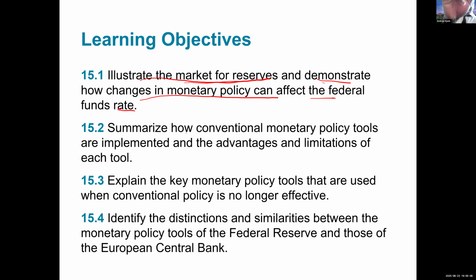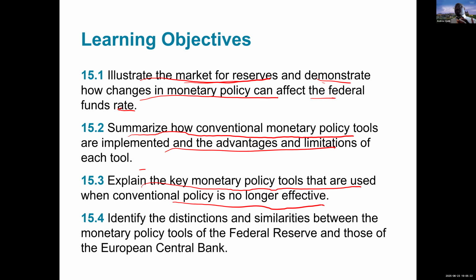Then we're going to summarize how conventional monetary policy tools are implemented, and the advantages and limitations of each, and then try to explain the key monetary policy tools that are used when conventional policy is no longer effective. We're going to see this especially going back to the financial crisis of 2007, because the Fed has always lowered interest rates when the economy is in a recession, to grow the economy out of it, and they raise interest rates when they're at risk of inflation, when the economy is overheated. But what happened in 2007, which we're going to discuss here, is that when the recession hit, interest rates in America were already at very low levels. And the question then was, how could the Fed lower those interest rates to make them negative?